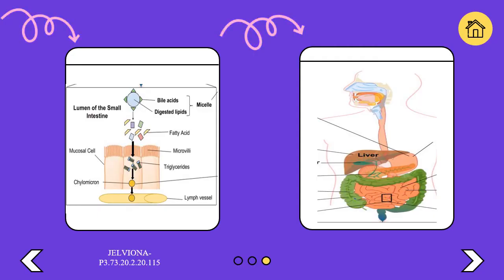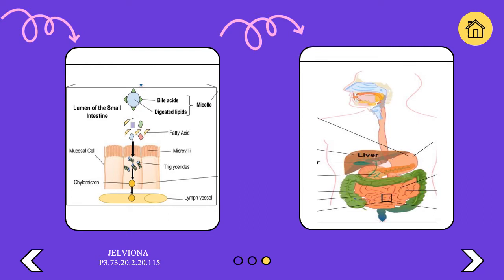So, on the left picture, we can see that fatty acid and glycerol react with bile salt to produce micelles which are ready to be absorbed. Then micelles will be absorbed by the mucous membrane. After that, these micelles are carried and channeled through the bloodstream throughout the body.